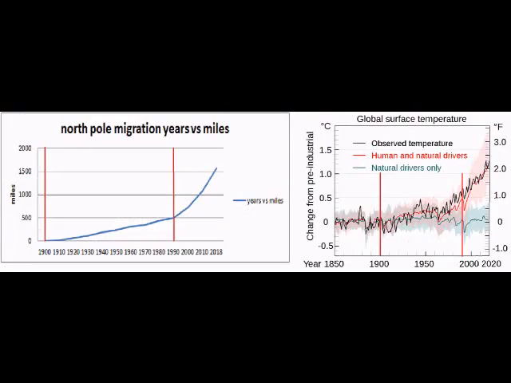Let's just focus on the chart on the right. This is the one that mainstream media want you to focus on. And let's just have a look at the information that they're providing in it. They're saying natural drivers only, and then they're saying human and natural drivers.